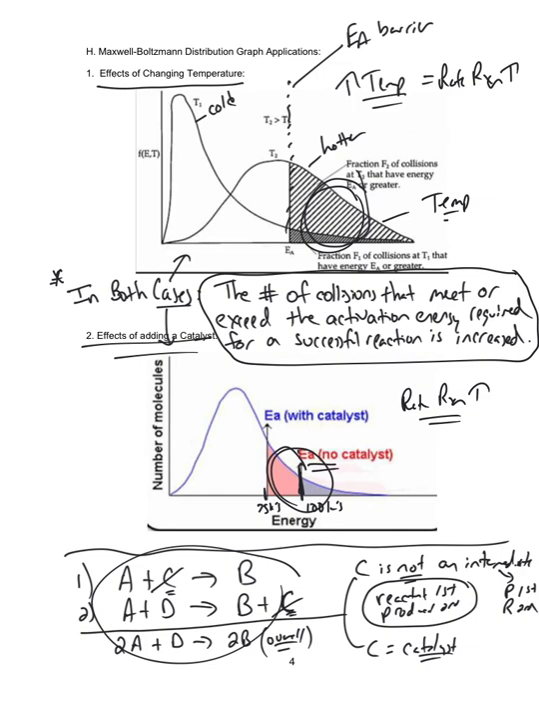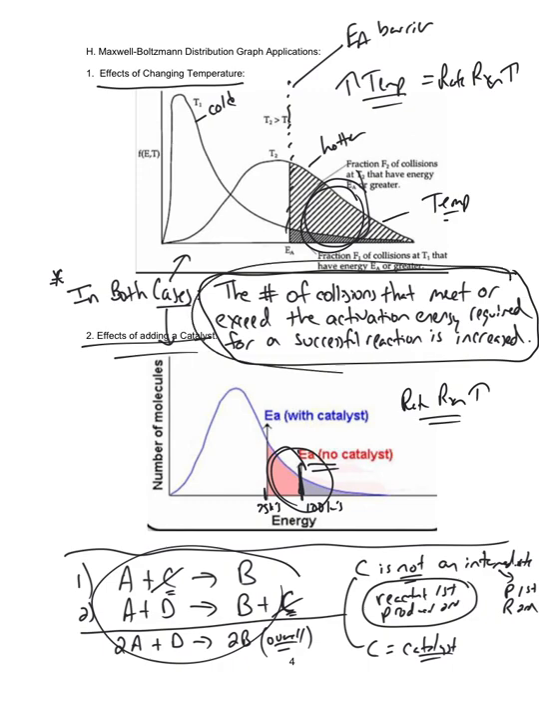If I increase the temperature, why does the rate of the reaction increase? At an increased temperature, the molecules move faster. Therefore, there are more collisions that meet or exceed the activation energy required for a successful reaction, and therefore, since there are more successful reactions going on, the rate of the reaction is increased. So, the increased temperature causes more harder collisions. Adding a catalyst lowers the activation energy requirement.